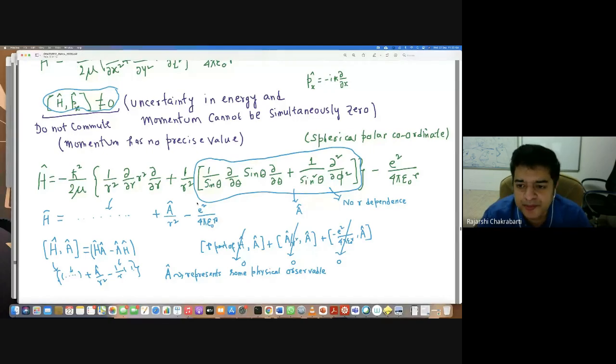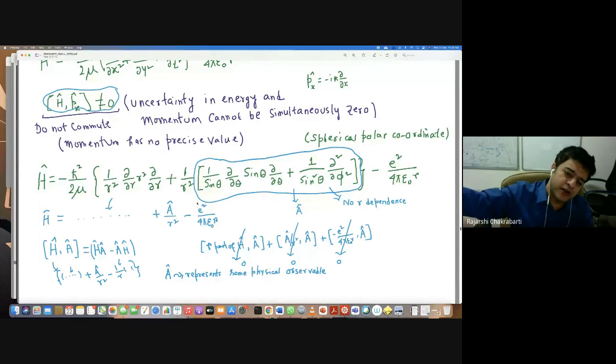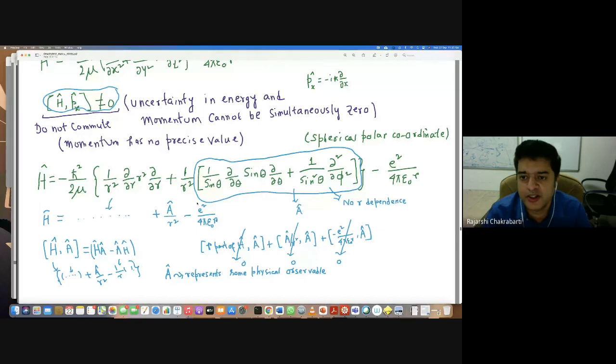So the operator H will commute with this operator A. What does it mean? It basically means that if I can connect this operator to some physical observable, then this physical observable along with energy can be simultaneously measured without uncertainty. Is this clear?